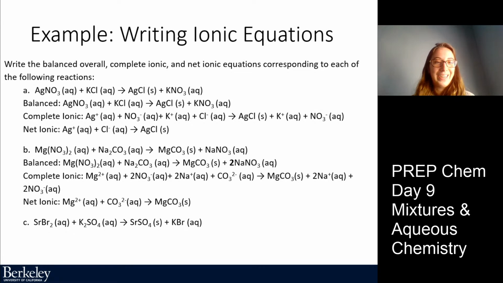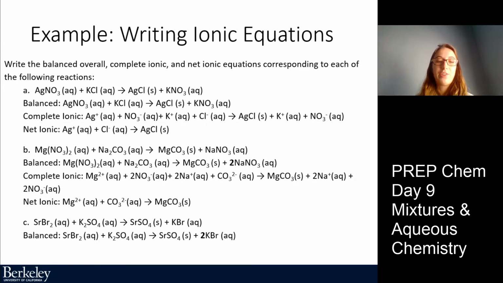So for the last one, I guess I corrected the typo in the answer but forgot in the question. So it's the strontium bromide, not boron, and you would again need to balance this equation. So in this case, to balance it, you would need a 2 stoichiometric coefficient in front of your potassium bromide. And just like the others, we would expand all of the aqueous components into their individual ions.